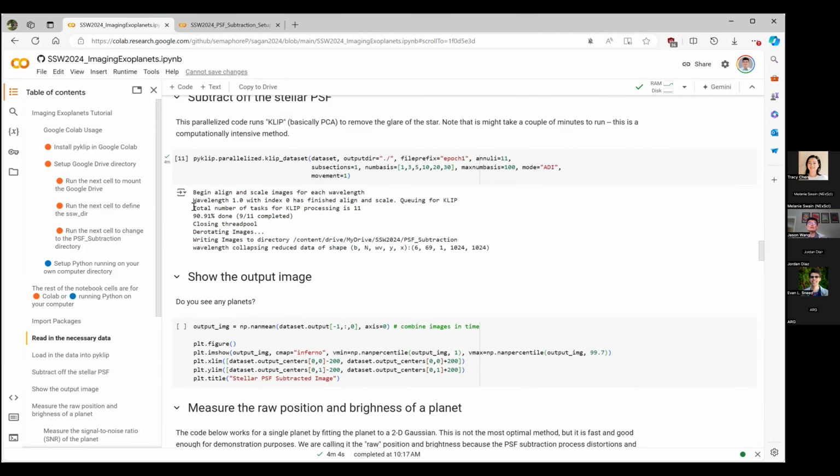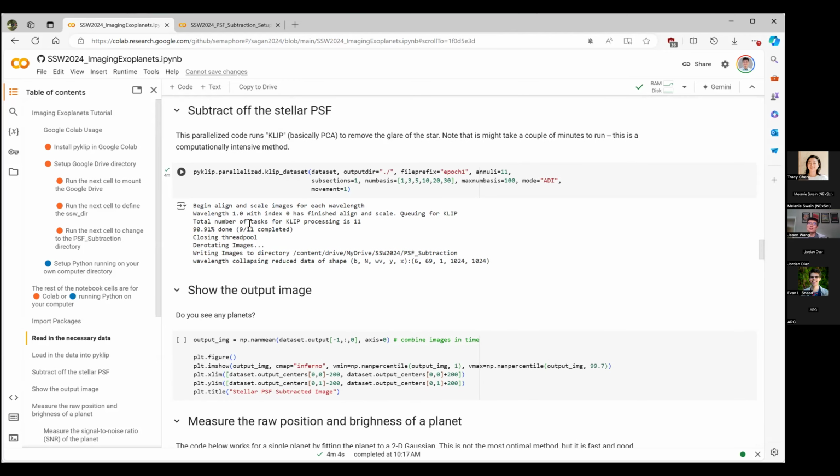Okay, so it has finished. You see it took about 4 minutes. So that's the rough expectation for how long this will take, if people are worried about things not running. It does print things every once in a while, so as long as it's continuing to print things, we're probably okay.